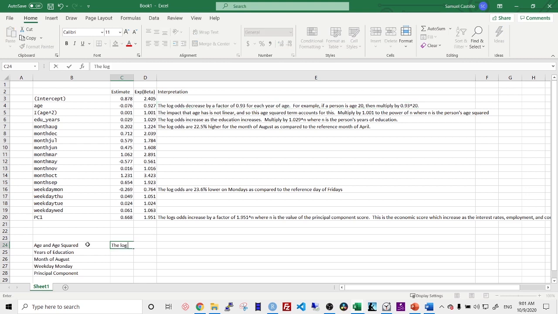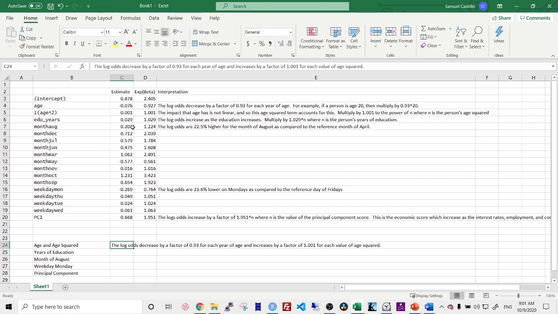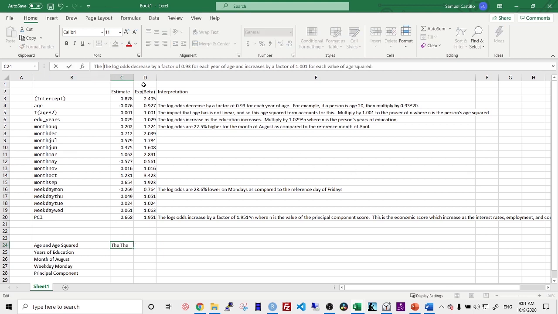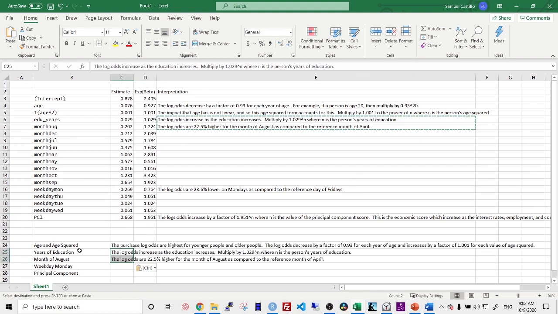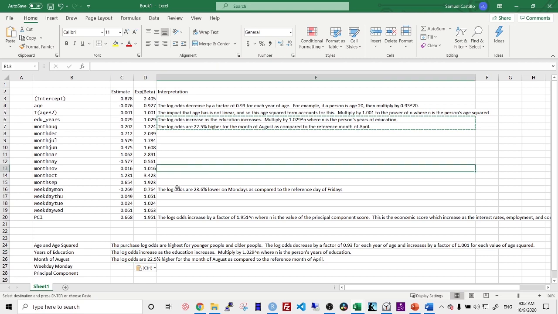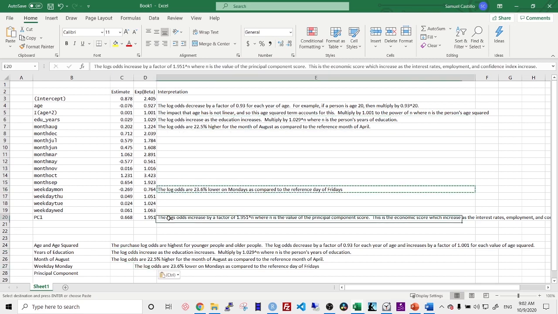And then I'll just summarize this age and age squared. So log odds decrease by a factor of 0.93 for each year of age, and increase by a factor of 1.001 for each value of age squared. And to summarize this, I'll say there's a decrease. The purchase log odds are highest for younger people and older people. And then I'll just use the same interpretations for education and month August, as well as weekday Monday and the principal component.